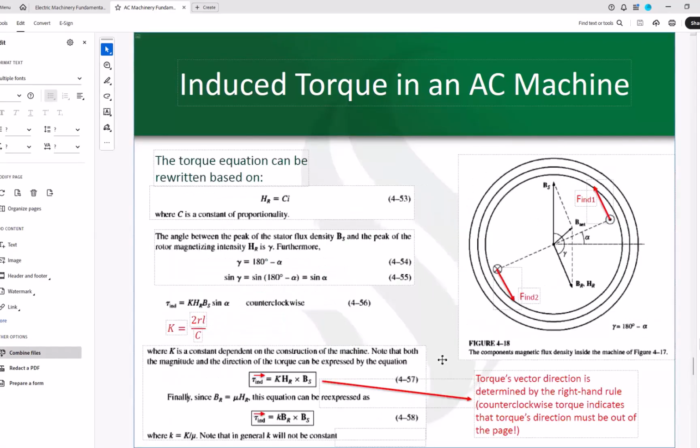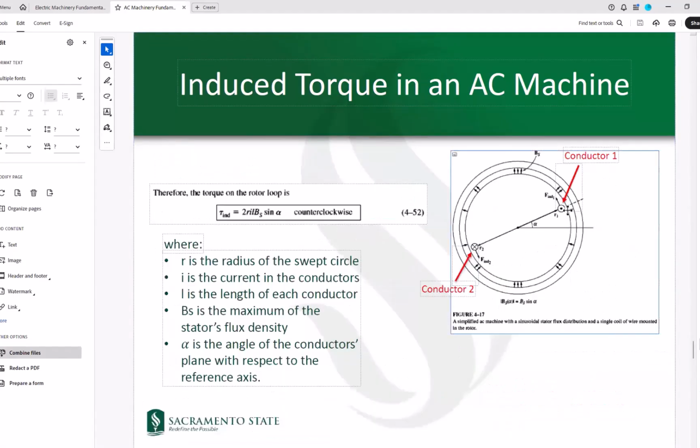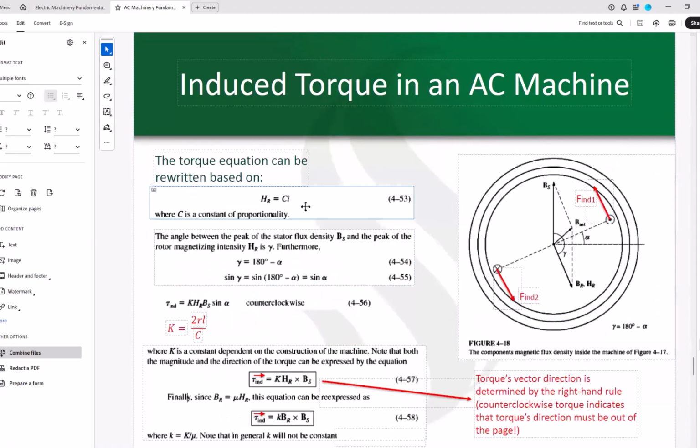And we can further look at the torque equation. If that current is existing inside the conductor bars here on the rotor, that causes a magnetomotive force, right? That magnetomotive force can be explained as H_R, where R is rotor. That magnetomotive force is caused by the rotor, which would be dependent on I, the current, and that C is just a constant that shows that proportionality.